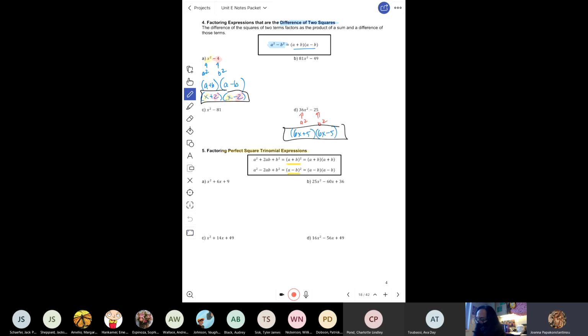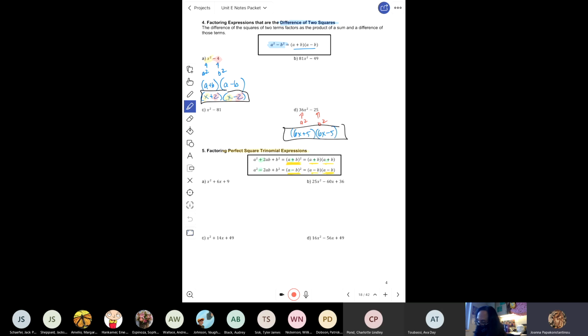So if it's a sum, that means I'm taking this little base, a plus b, and squaring it. If it's a difference, I'm squaring that binomial. How is that represented in terms of the trinomial? If this is plus, then this is plus.